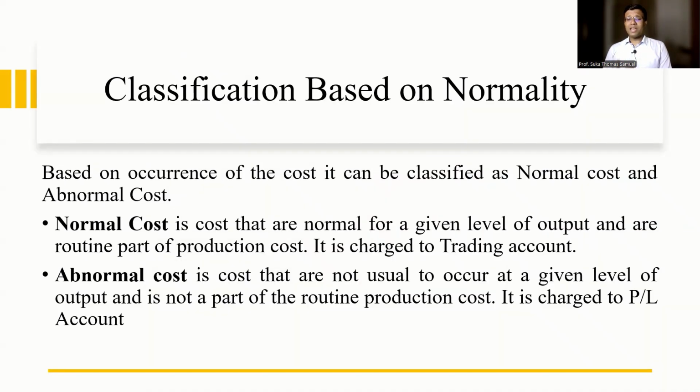Based on normality, we have two types: normal, abnormal. When the costs are usual for a certain level of activity, it is referred to as normal cost. But let's say you incur a cost by surprise, such kind of costs are called abnormal cost. Let's talk about an example for this. The cost of raw material is a normal cost. But let's say machinery broke down, now you have to carry out repair activities. That's an example of an abnormal cost.